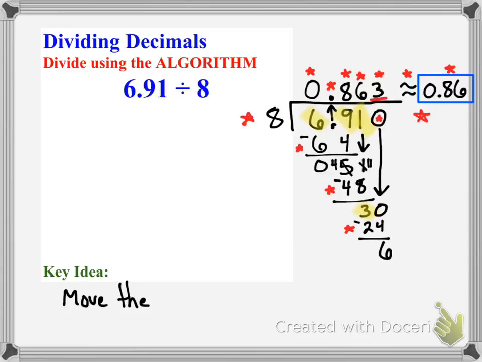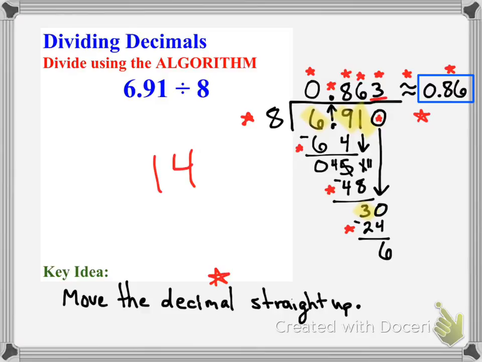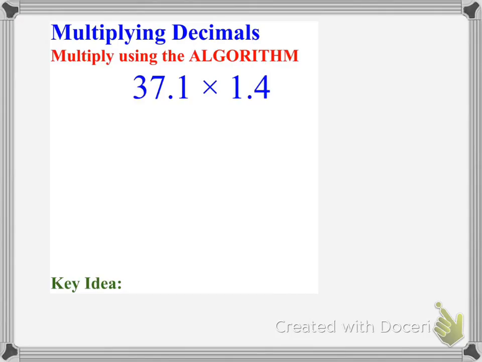And then the key idea for dividing decimals is the same as before. You got to move the decimals straight up. That's the last star. So you end up with 14 total stars on this question. Finally, multiplying decimals is going to be multiplying as if they were whole numbers. So 371 times 14. And if you set it up like that, you get a star.